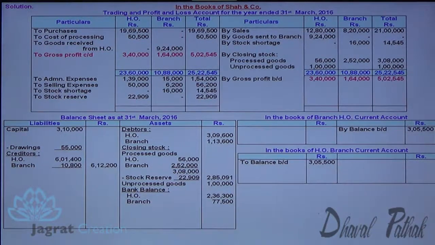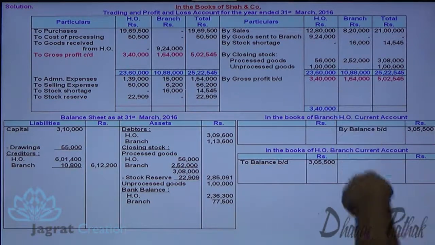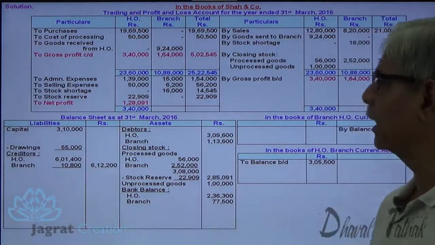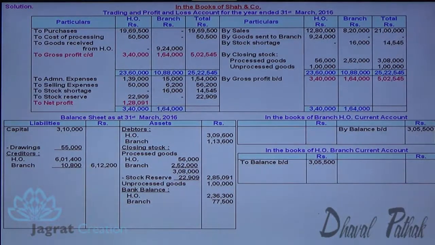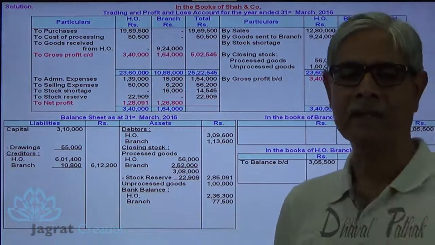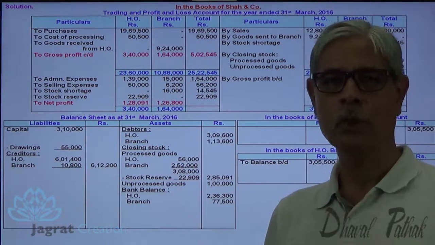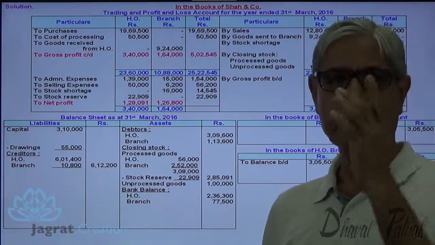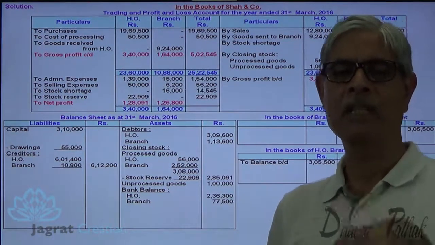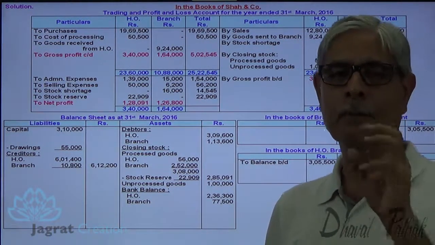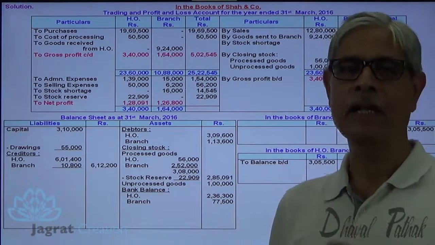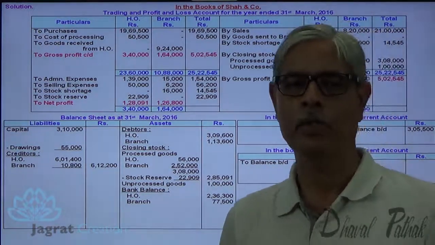After recording the entry for unrealized profit, let me find out the profit. So 3,40,000 minus this. So this is a profit that will be transferred to capital account. This is a profit of branch. Now for this 1,26,800, we are required to write the entry, adjustment entry, in the books of HO as well as in the books of branch. In the books of HO, I am required to collect this profit from branch. So branch account debit to profit and loss account credit. And in the books of branch, this profit is to be given to HO. So the journal entry will be recorded, profit and loss account debit to HO account credit.